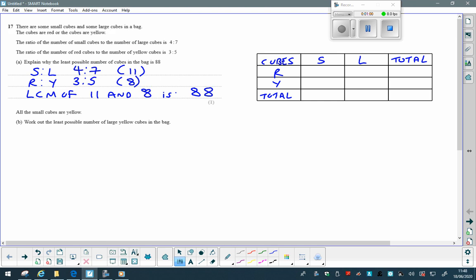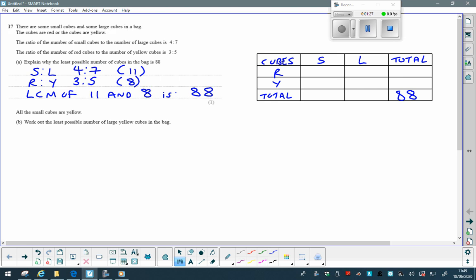Now, on the top right of the board, I've pre-populated this question with what's known as a two-way table because I think that's the best way to explain this question. Okay, and the two-way table has small and large cubes and the red and the yellow cubes. So we know there is 88 cubes in total.